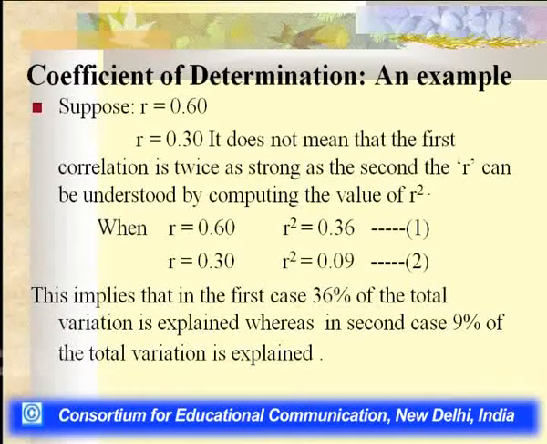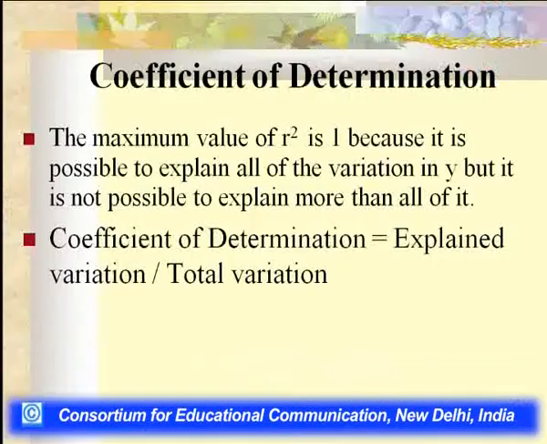So this interpretation demands a very important aspect. The coefficient of determination, which is equal to r square, is equal to explained variation upon total variation, which tells you what percentage of the changes in the dependent variable is explained by the independent variable, which is a very, very important interpretation to be taken care of.